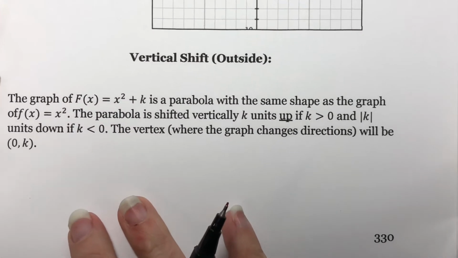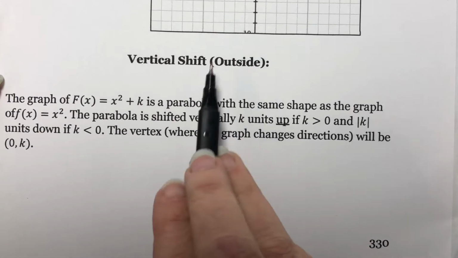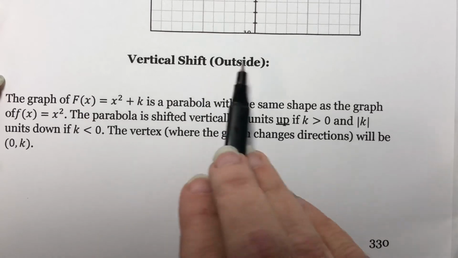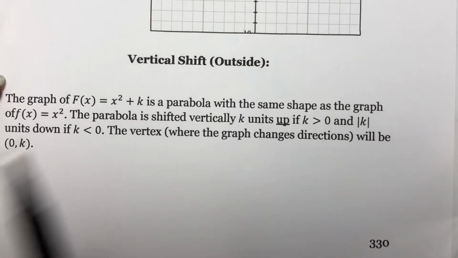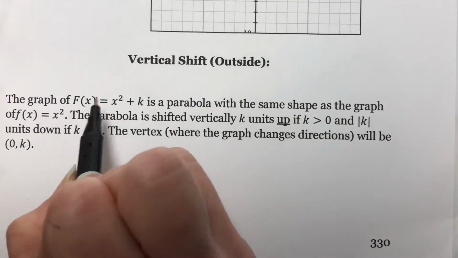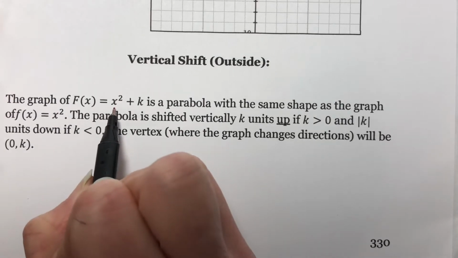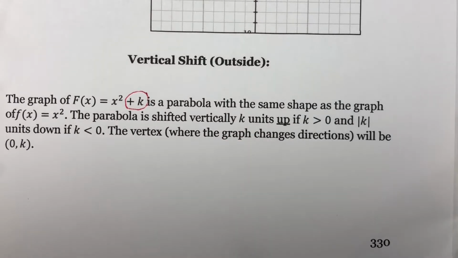So let's talk about our first kind of shift. This is a vertical shift, and I have it labeled as an outside shift, but that might not make a whole lot of sense to you just yet until you can compare it to what I call an inside shift. So don't worry about that just yet. This says, the graph of f of x is equal to x squared plus k. So this plus k is the new part.